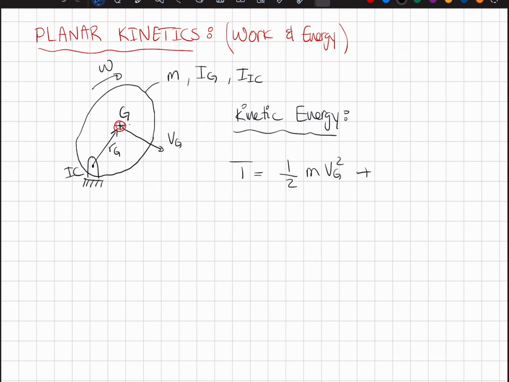If we notice, there is an omega that is being applied around the centroid G. What that tells us is there's another 1/2. This time, instead of mass, we have the mass moment of inertia around G, and then we also have omega squared. So this is really the addition, the new concept that we need to be aware of for the work and energy method and planar kinetics. Now, this expression here is always positive, so whatever value you get out of T should always be positive. So I'll just put this in brackets so you can always be aware of that.